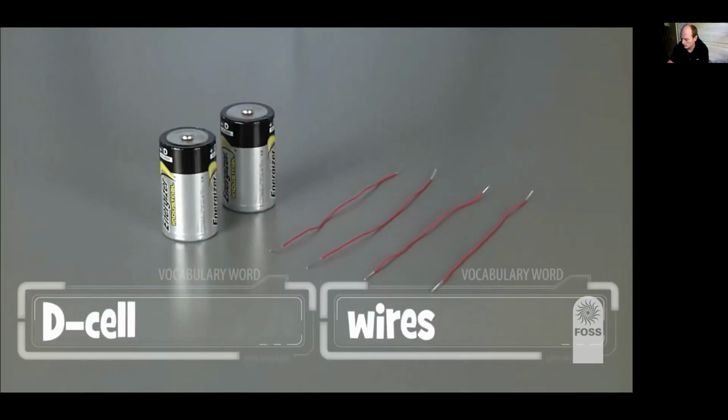We are going to use a D cell and some wires to try to light a bulb.